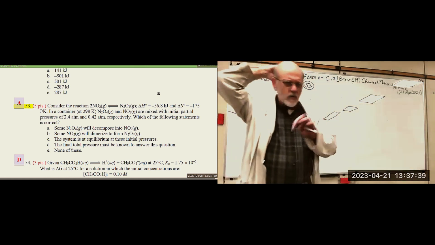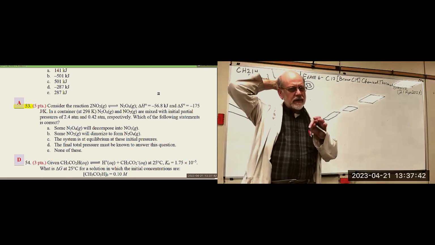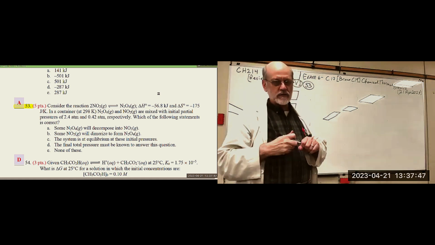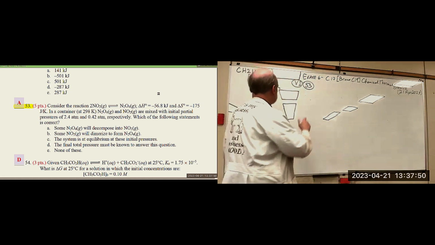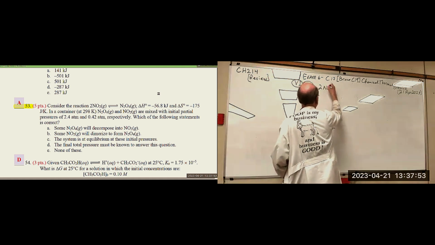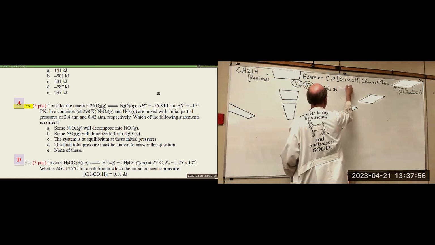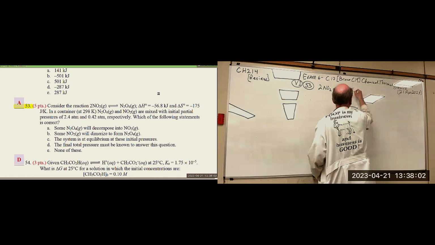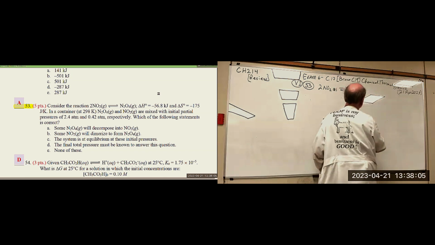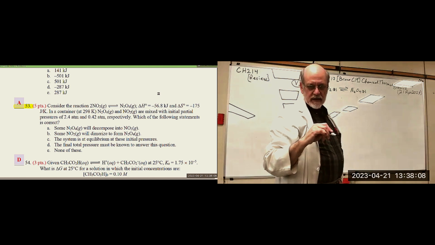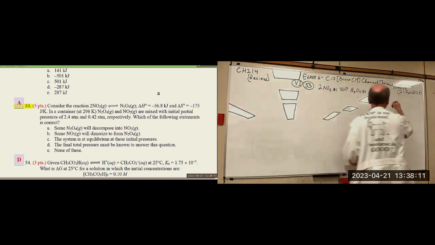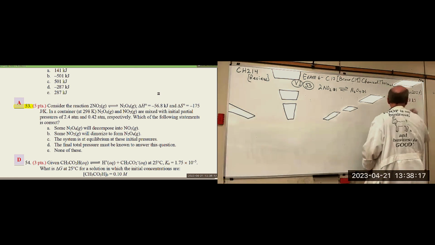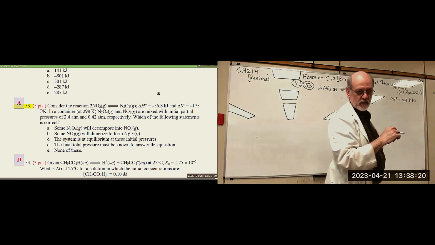So in order to know which way the reaction is going to go, we need to calculate the Q for this reaction, because we're given actual values, 2.4 atmospheres and 0.42. So 2NO2 gas yields N2O4 gas. Delta H is minus 56.8. Okay. And delta S is minus 175.